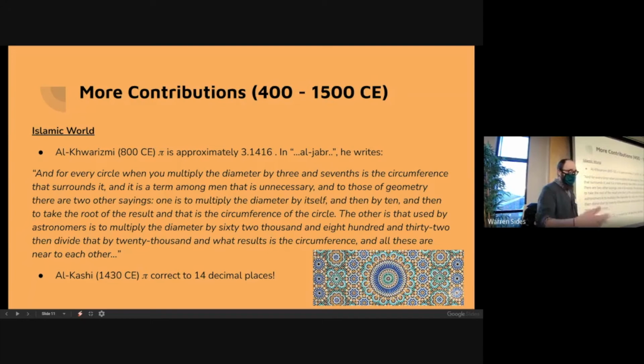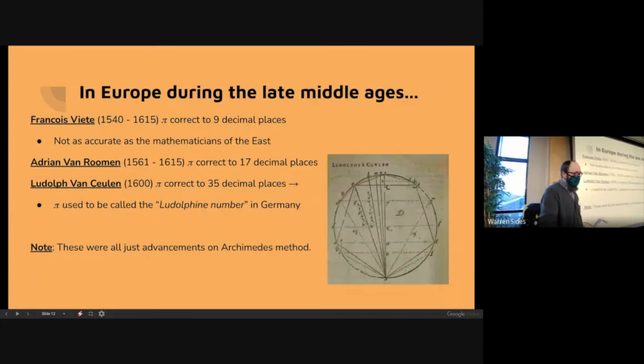And then much later on, there's this huge gap. Al-Kashi, towards the end of sort of the before the Islamic world sort of fractured, got pi correct to 14 decimal places. Interesting. Al-Kashi actually used some of a mix of the geometry and infinite series stuff. Right? In Europe in the Middle Ages, just sort of a quick progression here. This is the late Middle Ages, so right before the Renaissance. Francois Viette from France got pi to 9 decimal places, which interestingly was less than what people in China and India had already figured out. They just didn't get it yet.